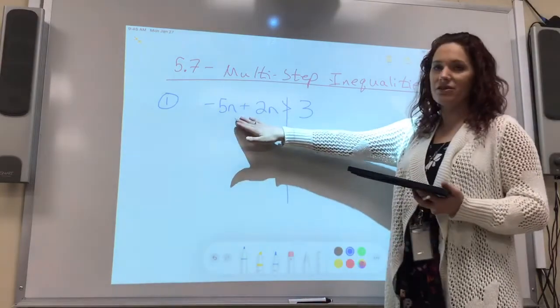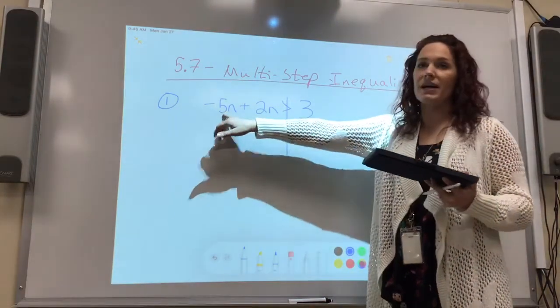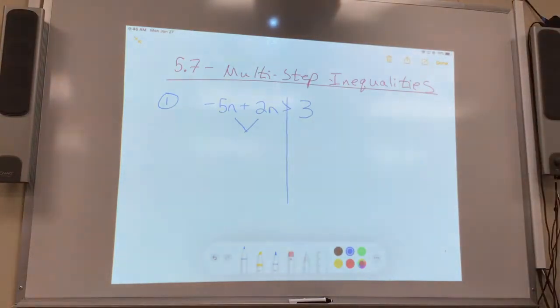In order to add these together, do I add 5 and 2 or subtract 5 and 2? Subtract, because one of them's got a negative there. So I'm going to end up with negative 3n greater than 3. From there, it's a single step inequality. Divide by negative 3.